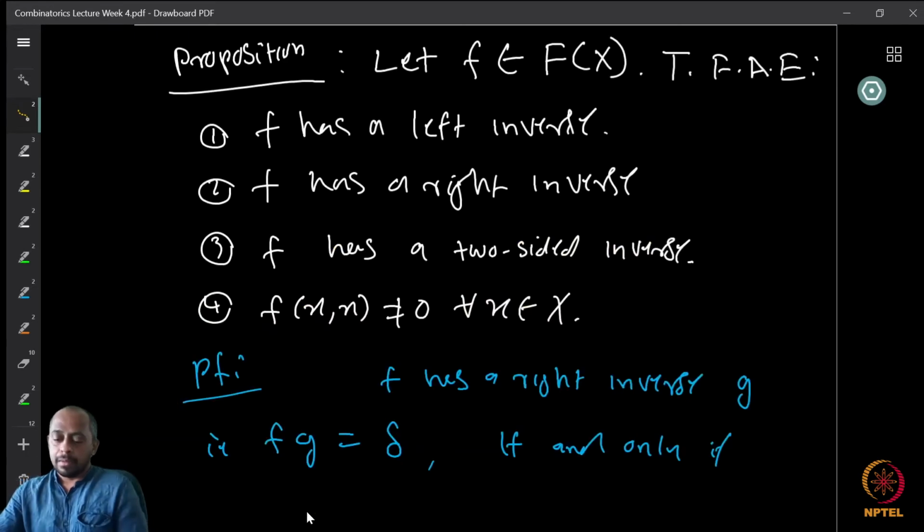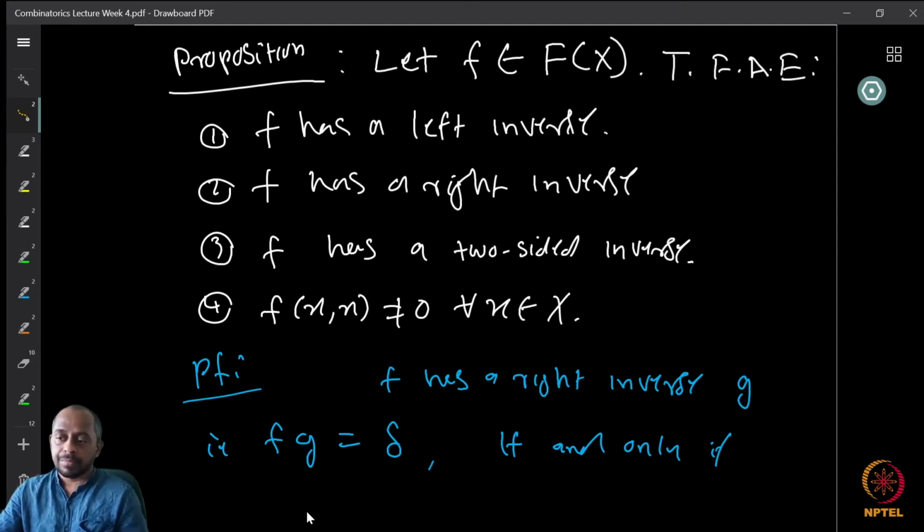Now, here is a proposition. Take any function f in F(X). The proposition says that the following statements are all equivalent. First, f has a left inverse. Second, f has a right inverse. Third, f has a two-sided inverse. And finally, f(x, x) is non-zero for every x in the poset X. So all these statements are equivalent. That is the proposition.